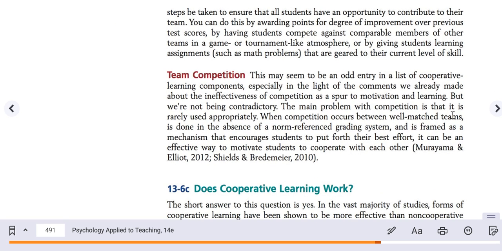Team competition. This may seem to be an odd entry in a list of cooperative learning components, especially in the light of the comments we already made about the ineffectiveness of competition as a spur to motivation and learning. But we're not being contradictory. The main problem with competition is that it is used rarely appropriately. When competition occurs between well-matched teams, it is done in the absence of a norm-referenced grading system, and is framed as a mechanism that encourages students to put forth their best effort. It can be an effective way to motivate students to cooperate with each other.